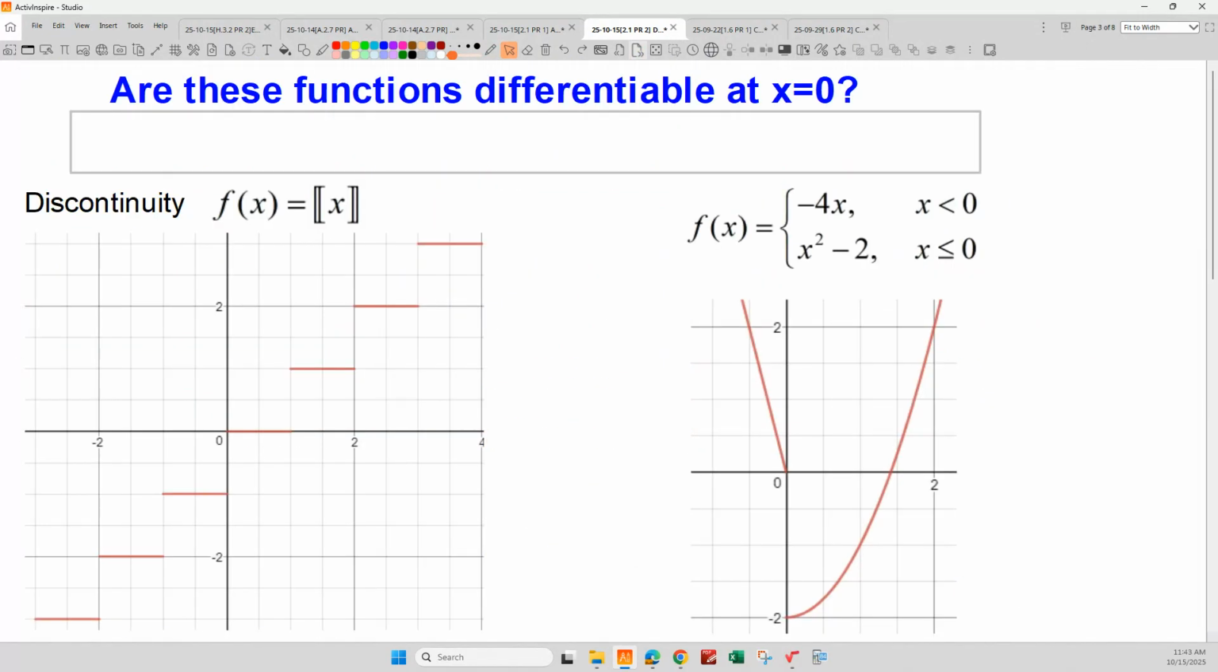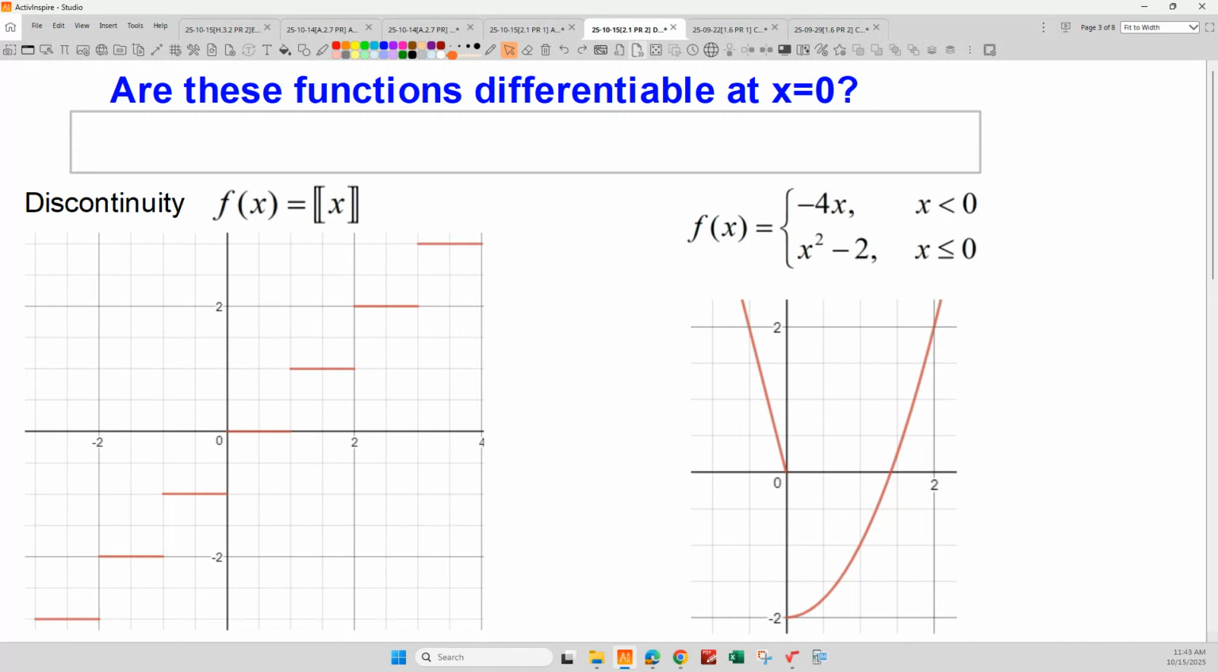So what about this? What about that first one? f of x equals the ceiling function, ceiling of x. Or actually, that's the floor of x, never mind. Floor of x. Okay? Or the greatest integer function. Where is that function not differentiable? Yeah, at each integer, right? Because at each integer there are breaks in the function, there are discontinuities, and so the function is not differentiable at every integer value. Okay?